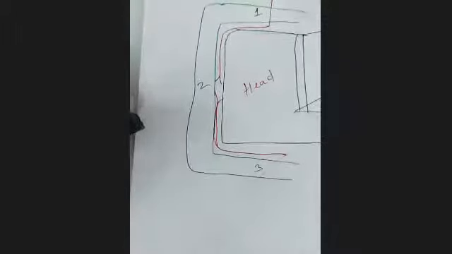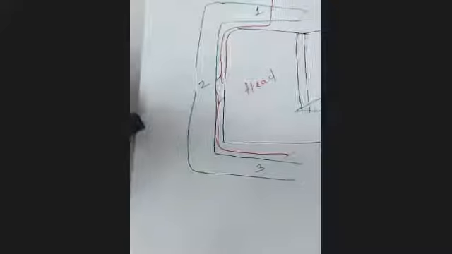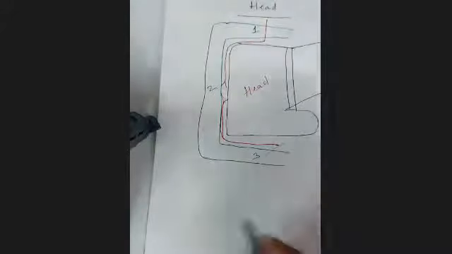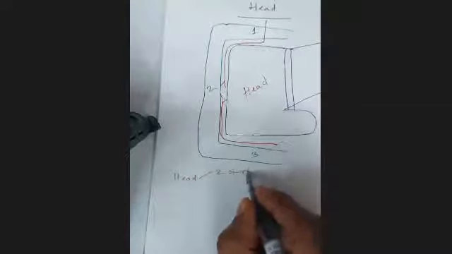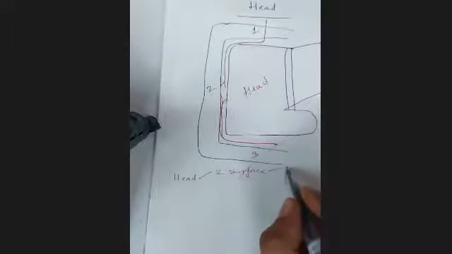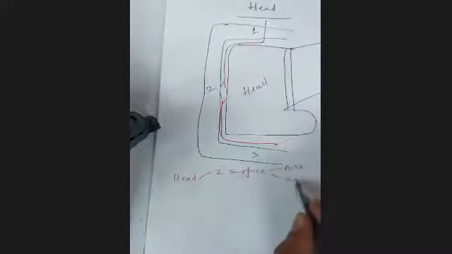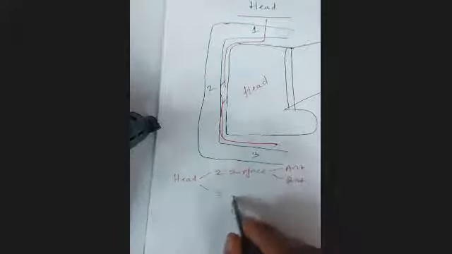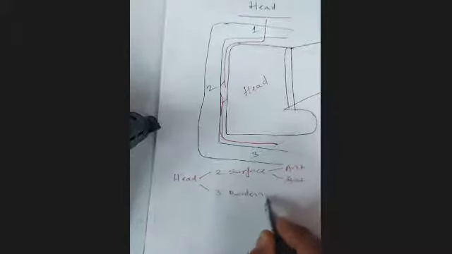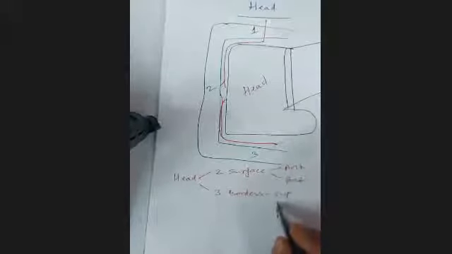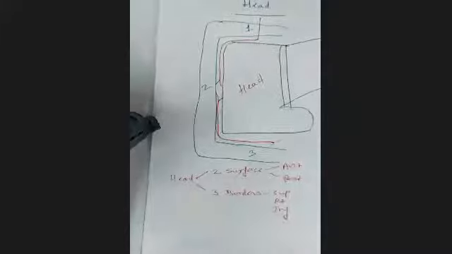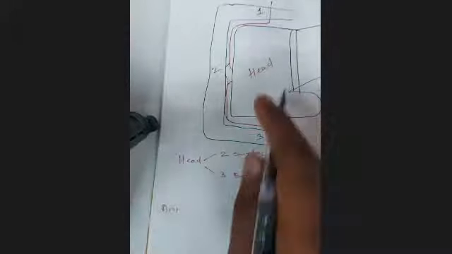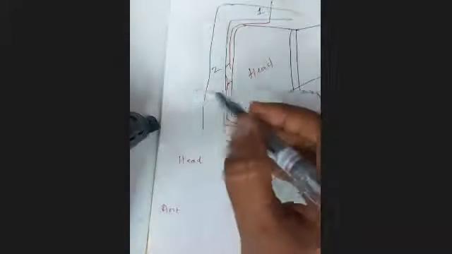Now I start writing the relations of the head. So the head of the pancreas has two surfaces, anterior and posterior. It has three borders: superior, right, and inferior.